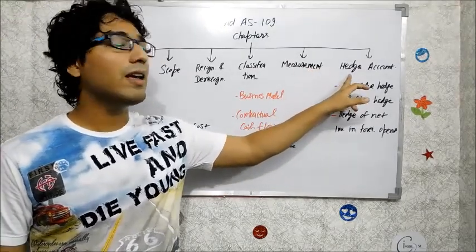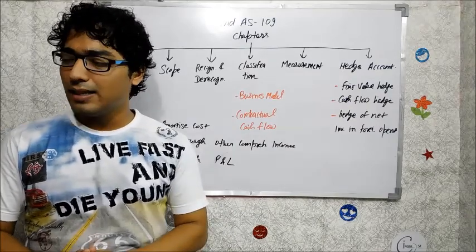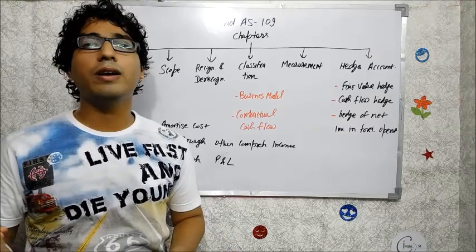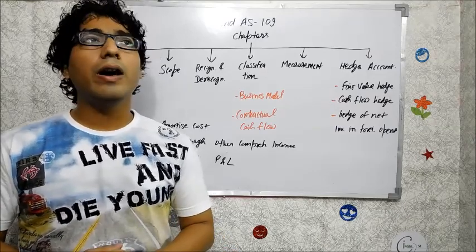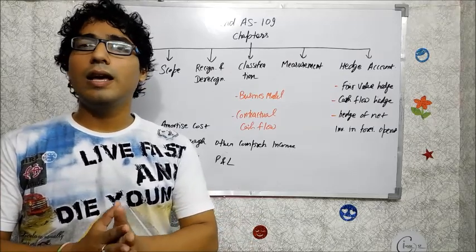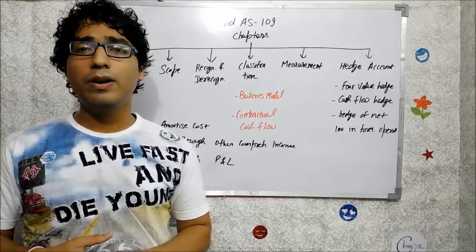And then the last one is hedge accounting. The last segment is hedge accounting, and hedging is when you are at risk of something, like you are at risk of foreign currency changes, you are at risk of a change in the interest rate, you are at risk that your commodity will get expensive or the price will be reduced.